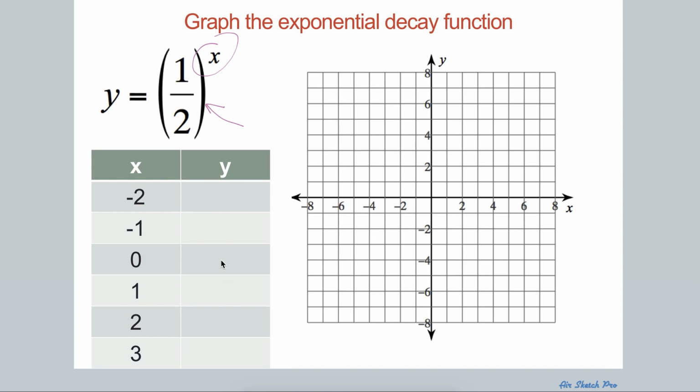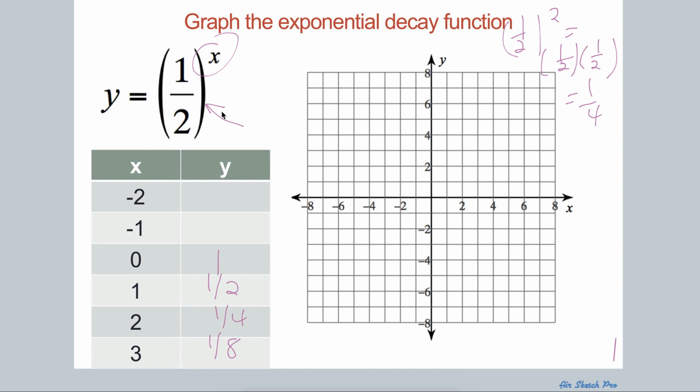1/2 to the 0, or anything to the 0, is 1. 1/2 to the 1 is just 1/2. 1/2 to the 2, so let's come over here and do this. So 1/2 to the second power is just 1/2 times itself, so 1/2 times 1/2. So multiplying fractions, we go straight across, we get 1/4. And then if you do the same thing, 1/2 to the third, so 1/2 times itself 3 times, you would get 1/8.